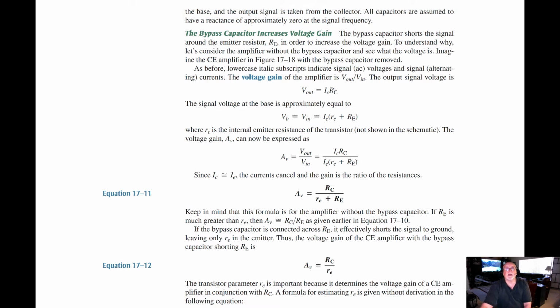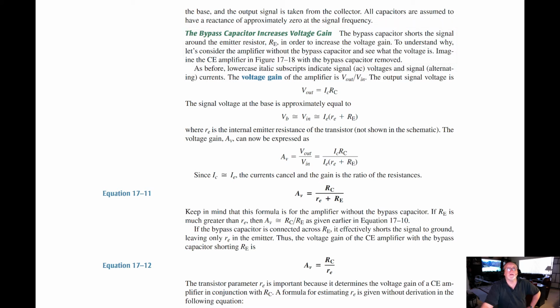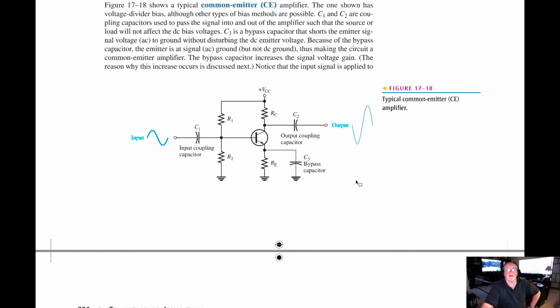The bypass capacitor increases voltage gain. The capacitor shorts the signal around the emitter resistor, R sub E, in order to increase the voltage gain. To understand why, let's consider the amplifier without the bypass capacitor and see what the voltage is. Imagine the common emitter amplifier with the bypass capacitor removed. Okay, so again, let's go back here. That's that one right here on the output.